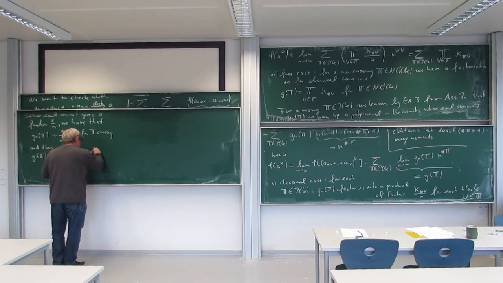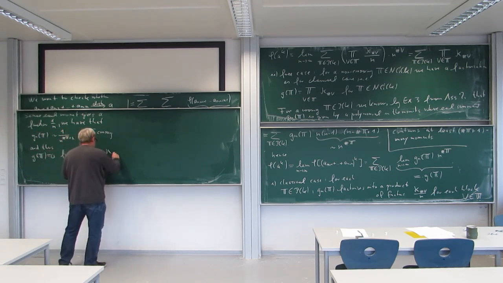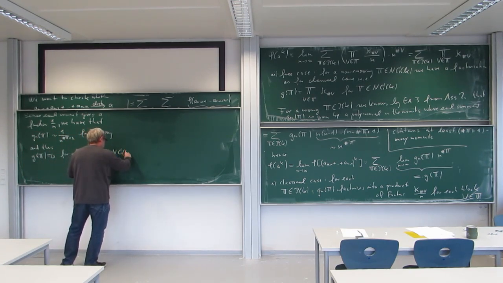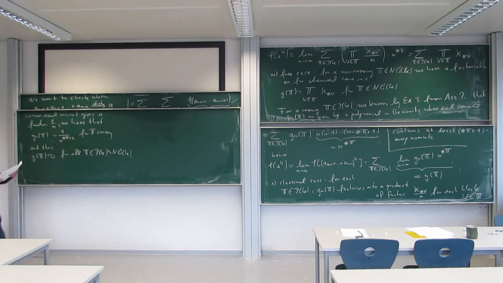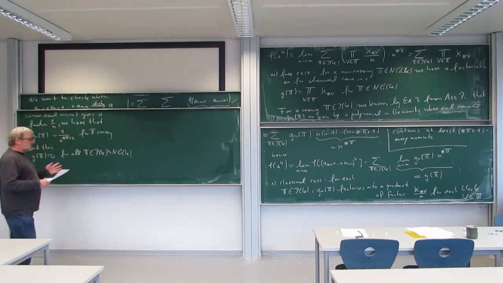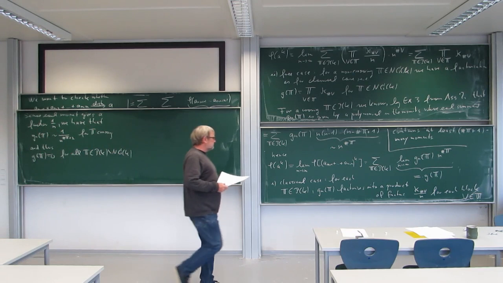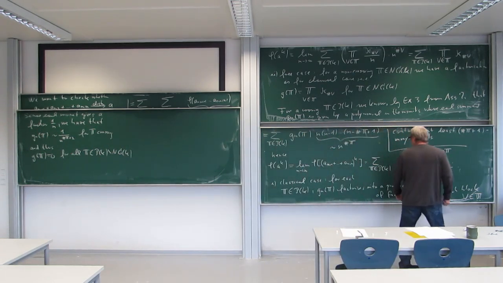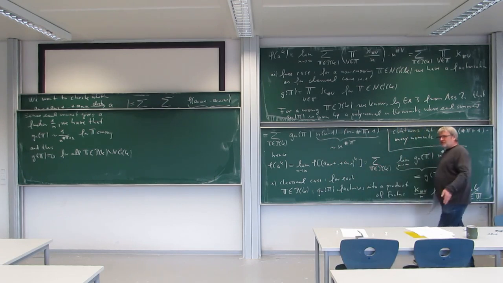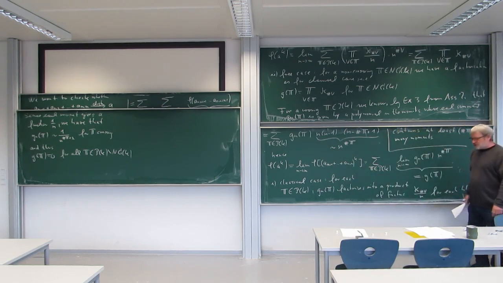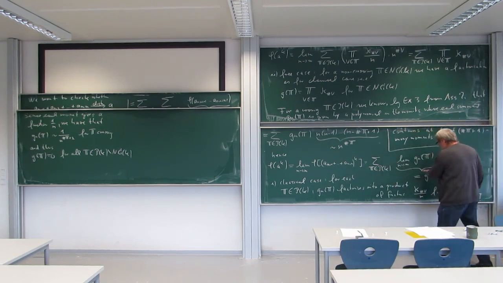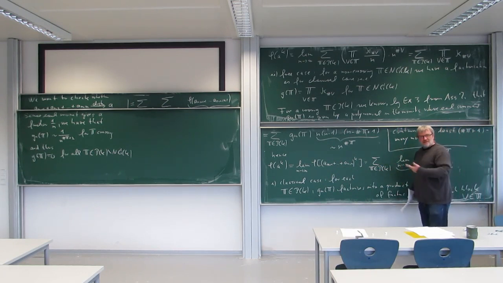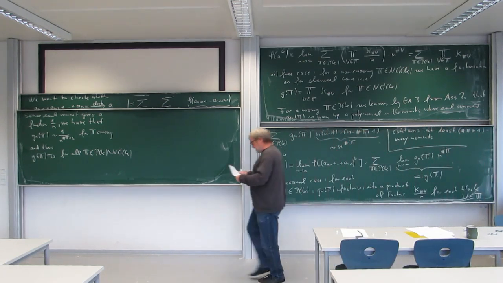Which are crossing. So positions which are not crossing. Okay, and this means of course that our formula here, the sum of all partitions, reduces to the sum over our non-crossing partitions, and for the non-crossing partitions we know that we get exactly the same contribution as for the classical case.